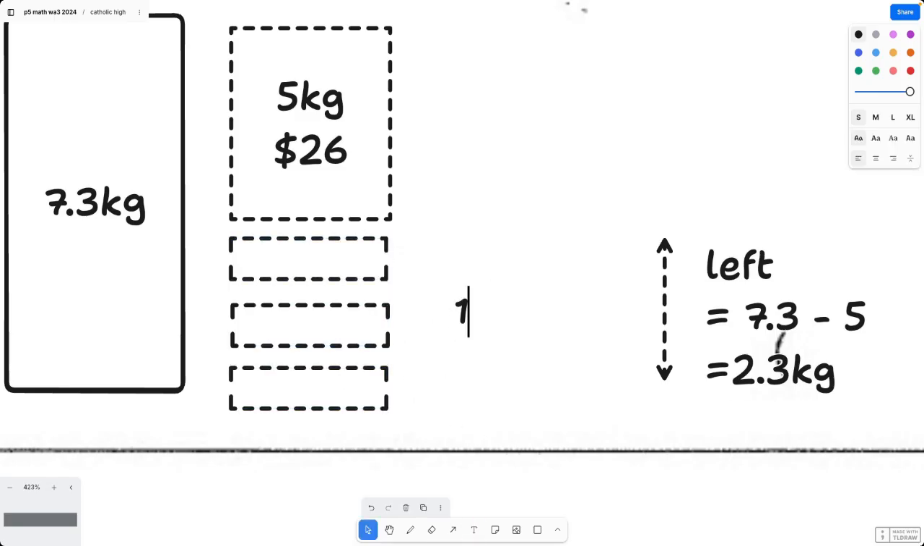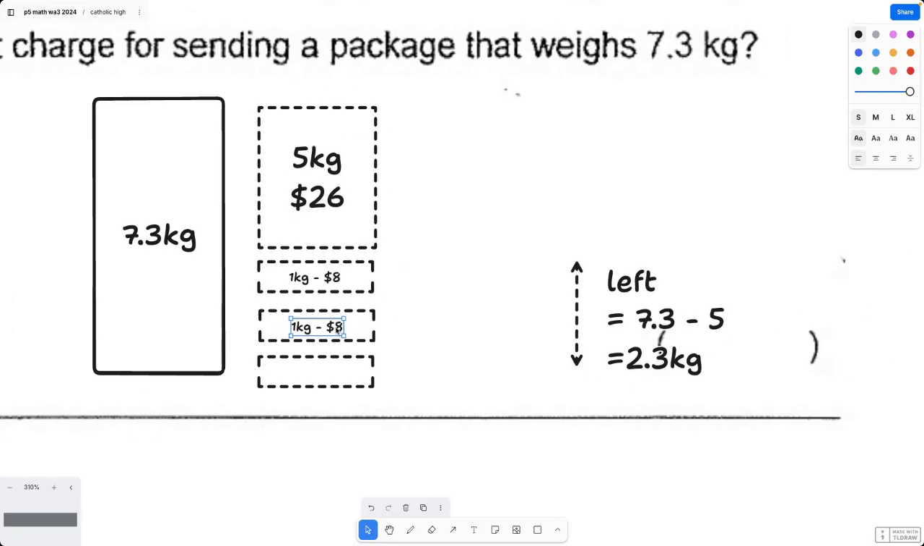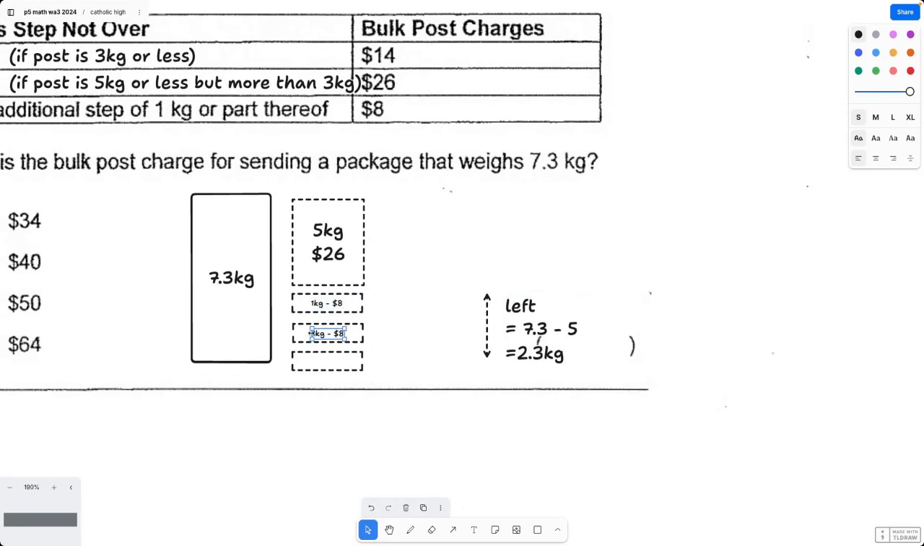If it's 1 kilogram, we still count how much is additional? $8, right? So dollars eight. Okay, I'm gonna put this very, very small. So 1 kilogram is $8. And then after that, 1 kilogram is another $8. So we minus 2.3 with 1 and 1, and we're left with 300 grams.